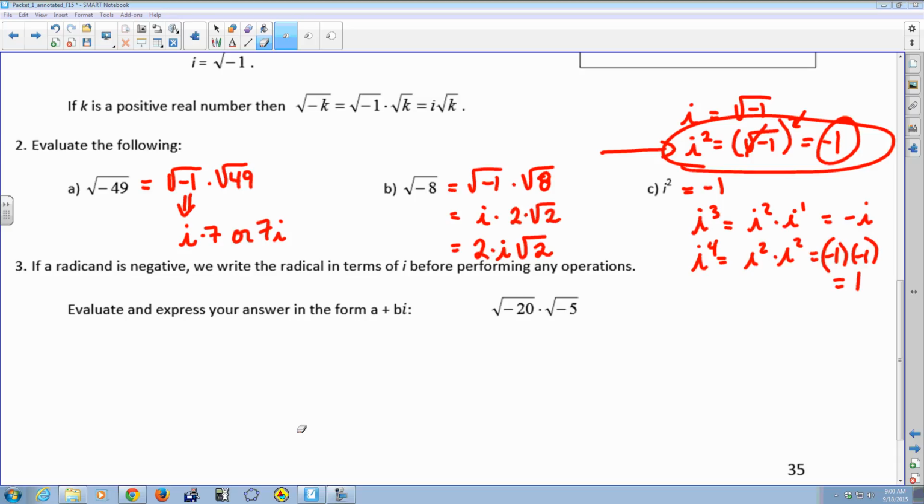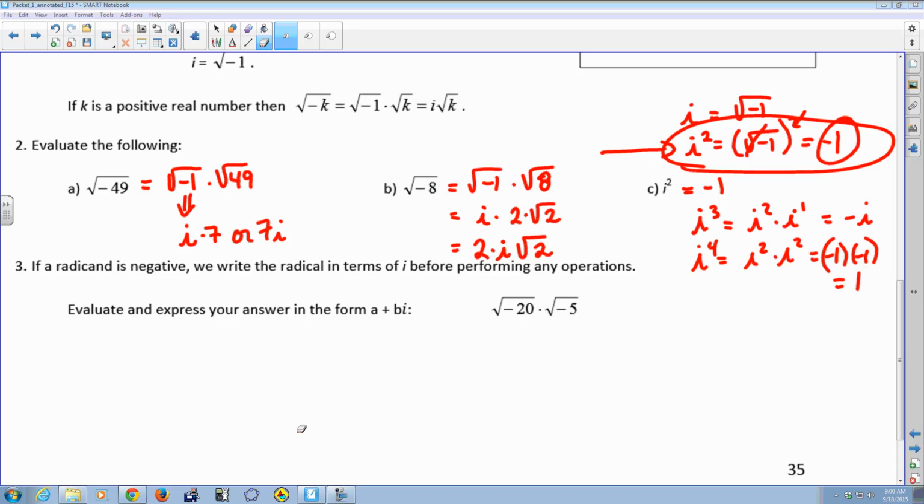Okay. 3: if a radicand is negative, we write the radical in terms of i before performing any operation. So we had just seen earlier that you could take something like the square root of 3 times the square root of 5 and call it the square root of 15. We don't do that here, because if we multiplied these two things, we'd get the square root of positive 100. And this is not equal to the square root of 100.